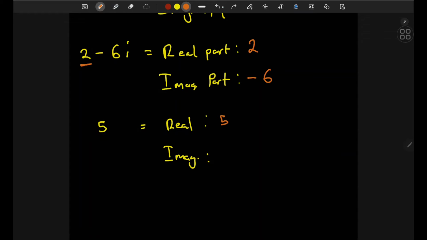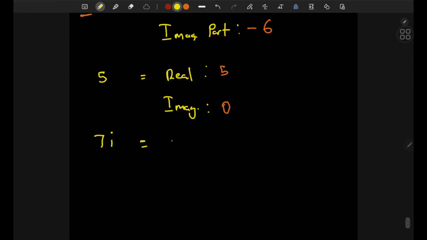In the same way, if we have, maybe I told you to identify the real part and the imaginary part from here. So here, the real part, and you also identify the imaginary part. So the real part is 0 because we don't have a number here, so we can imagine it being plus 0 like that. And the imaginary part is 7.